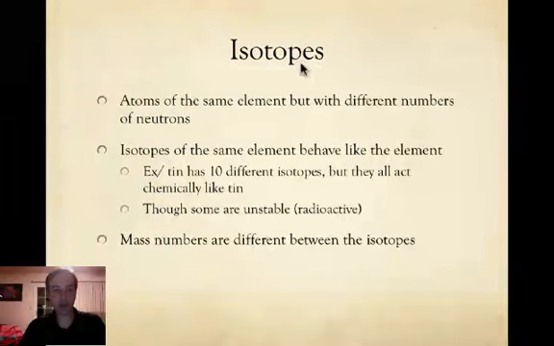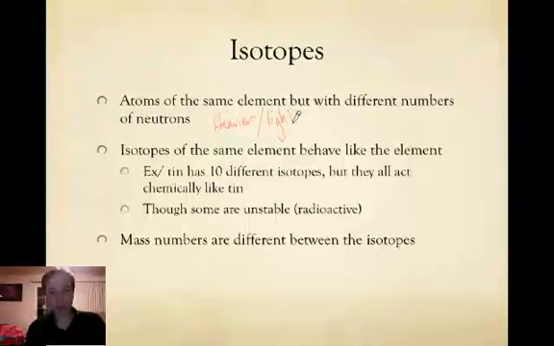This is what we call an isotope. Isotopes of the same element basically just have different numbers of neutrons. That's all an isotope is. They're atoms of the same element, but with different numbers of neutrons. Think of them as being heavier or lighter versions of the same element in terms of mass.